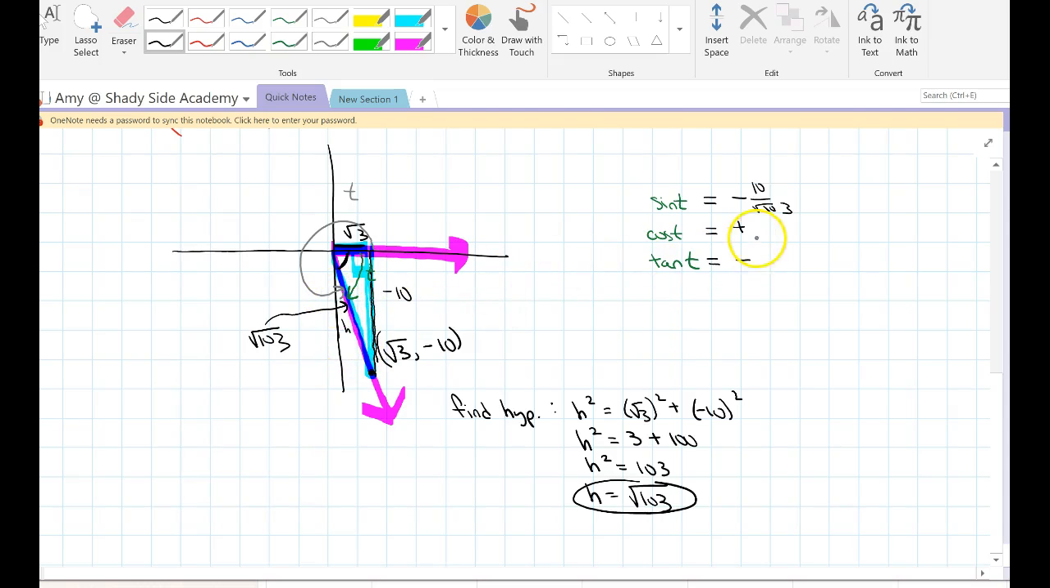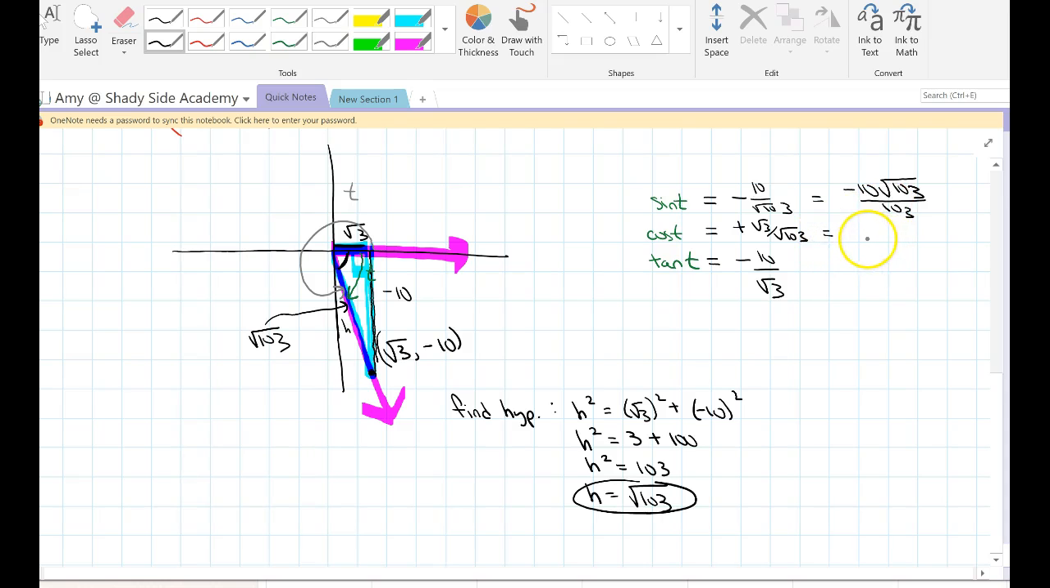Cosine of t is going to be radical 3 over root 103. Tangent of t is going to be negative 10 over radical 3. Do we ever leave radicals in the denominator? Oh, for heaven's sakes, no. So I'm going to multiply by radical 103 over radical 103. I get negative 10 root 103 over 103. That's the sine of angle t.